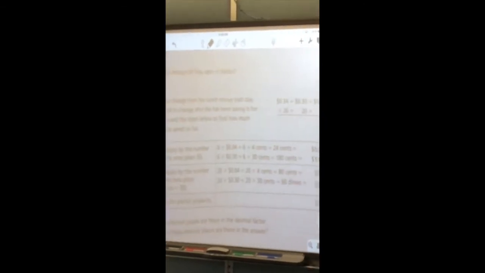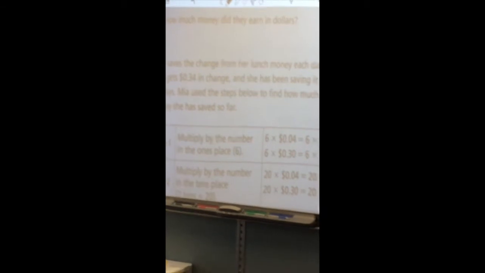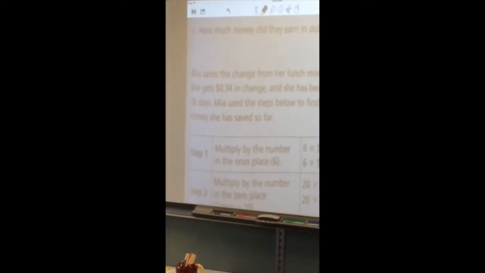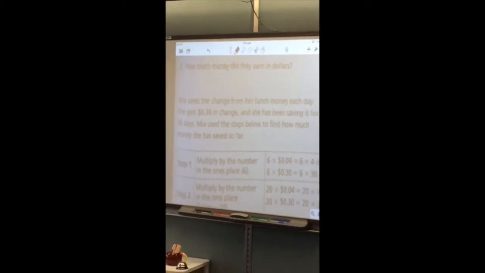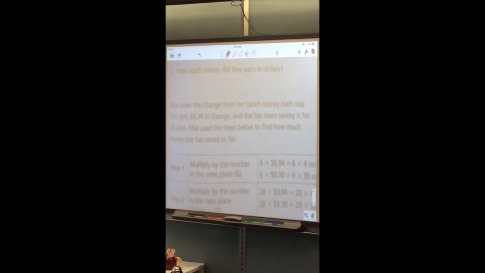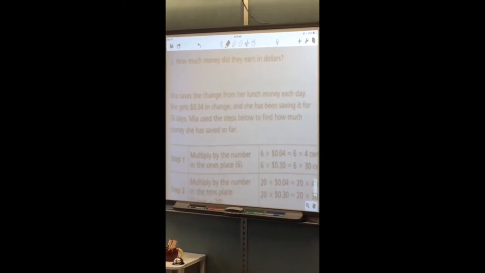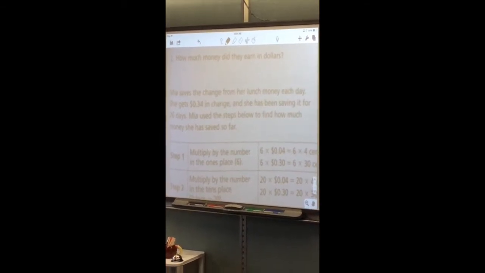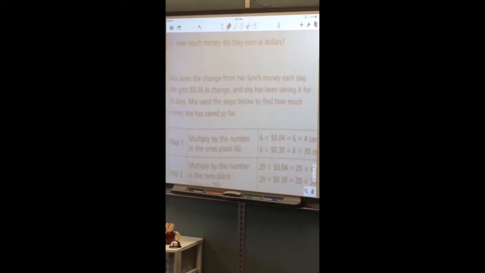Let's look at another problem down below. Mia, actually, you know what? I'm going to have somebody read that out loud for me. You want to read that out loud, Jacob? Go ahead. Mia saves the change from her lunch money each day. She gets 34 cents in change, and she has been saving it for 26 days. Mia used the steps below to find out how much money she has saved so far.